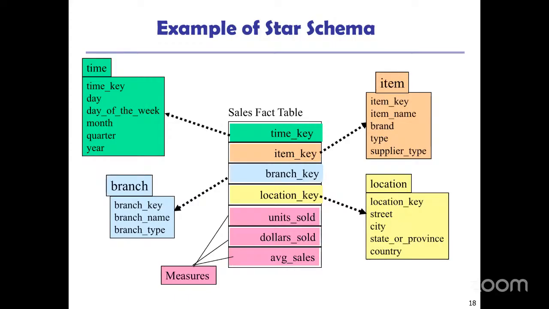Example of star schema. Just see this one. This table, the main table, is the sales fact table. We call it the fact table. Next, this is about time, this is about branch, this is about measure, location, and item. Attributes and their values, right? The table and its values. And how these are connected, and what type of relationship there is between the fact table and the remaining tables.